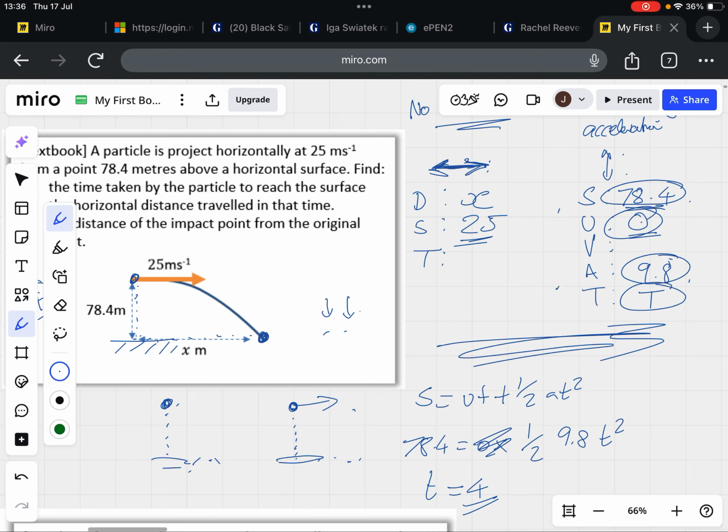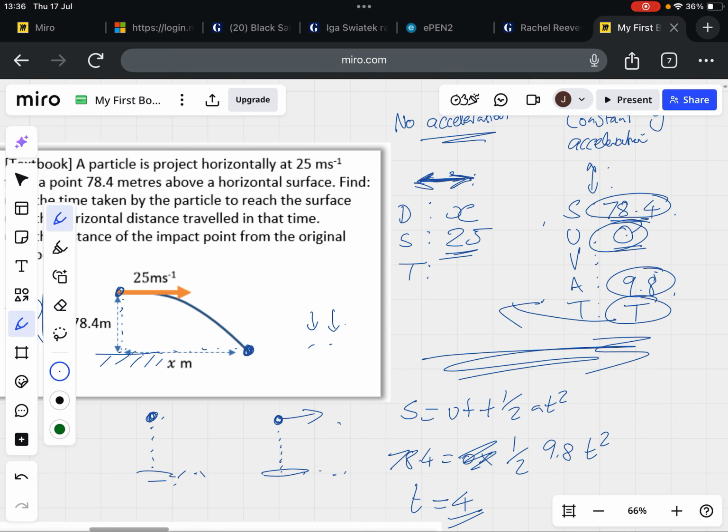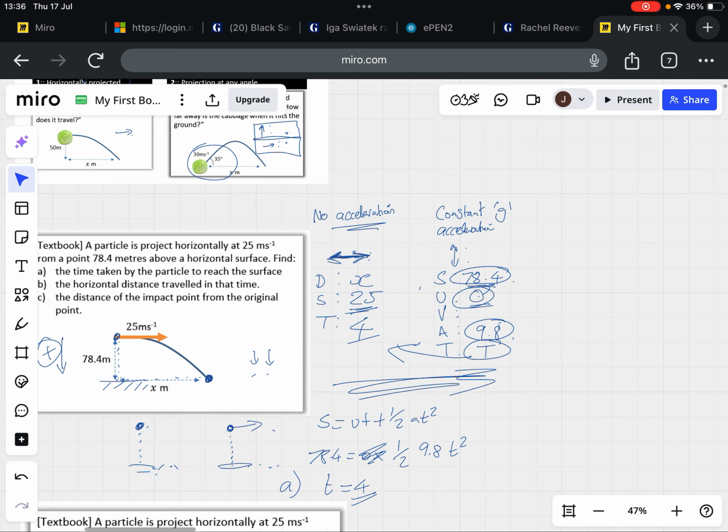Okay, so let's go back to the next question. The next question is the horizontal distance travelled in that time. That time means that we can use the same value, and remember that this is a 4, okay? Distance equals speed times time, so 25 times 4, okay? So my answer to part B is going to be 4 times 25, which is 100 what? 100 meters.